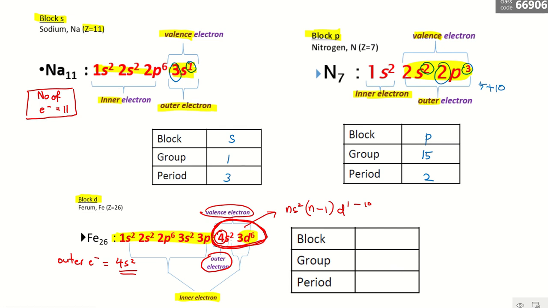Okey, kemudian kita nak tentukan blok. Okey, sekarang ni dia duduk blok mana? Dia duduk blok D sebab elektron terakhir kita isi ke dalam blok D, bukan blok S. Kita isi ke dalam blok D, kita dah belajar. So, dia adalah D blok elemen.